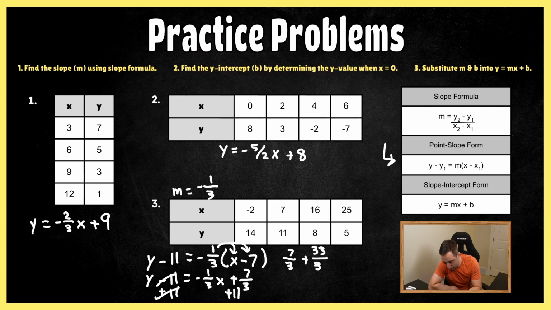And now let's add our numerators together. 7 plus 33 is 40, all over 3. So our final answer in slope-intercept form is going to be y equals negative 1/3 x plus 40/3 for our final answer for number 3. If you got that right, very, very nice job. If you went 3 for 3, again, very, very nice job.